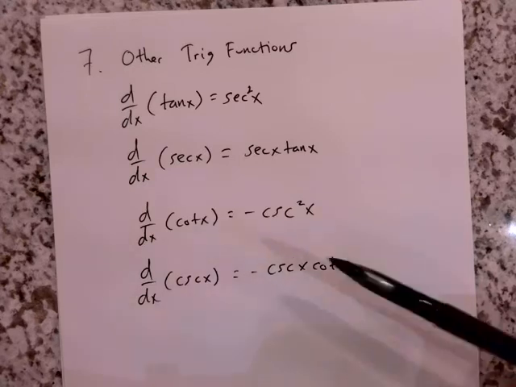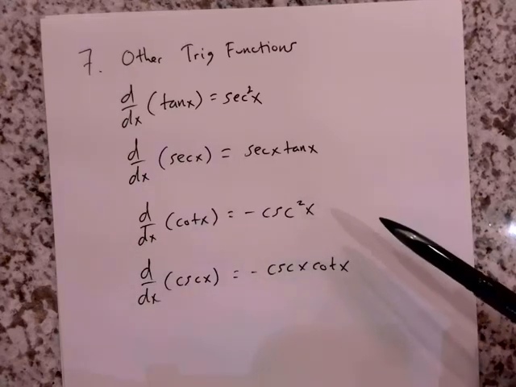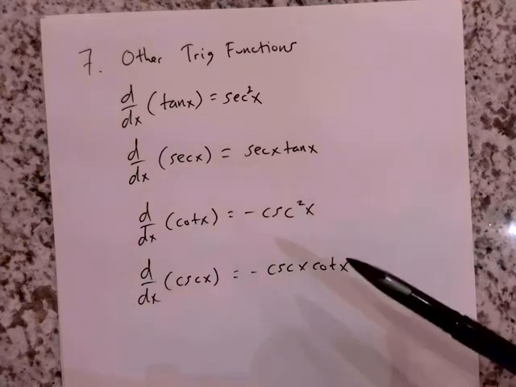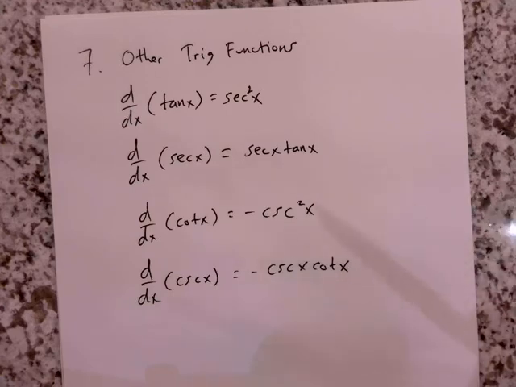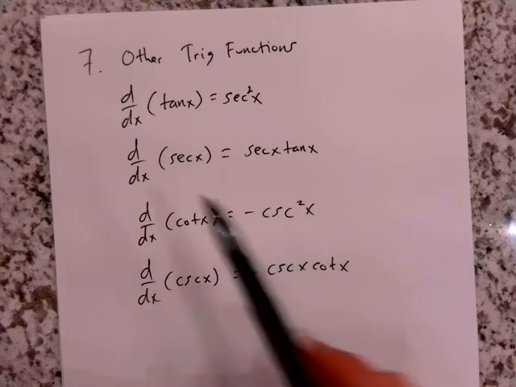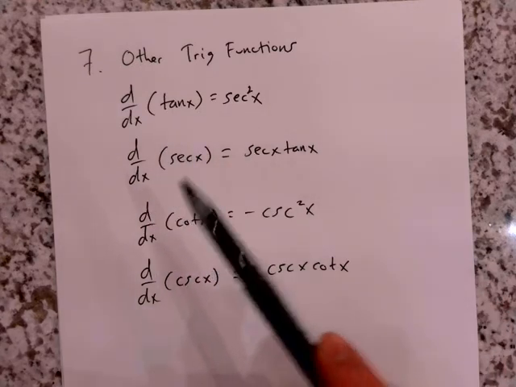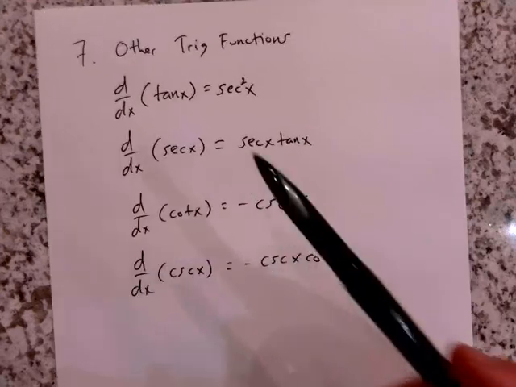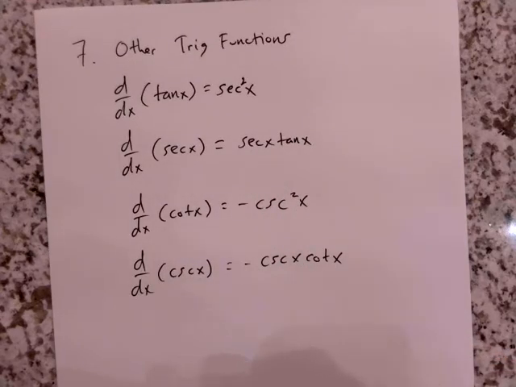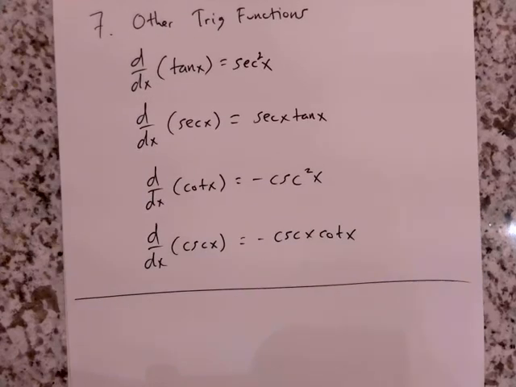Now for these proofs, we don't have to use the limit definition, although you actually are able to. But it's easier to use the rules that we've already proved to then prove these. For example, tangent we know is the ratio of sine over cosine, which means we can use the quotient rule and the rules for sine and cosine with it. Actually, let's do that one out really fast, just to show how that turns into secant squared.